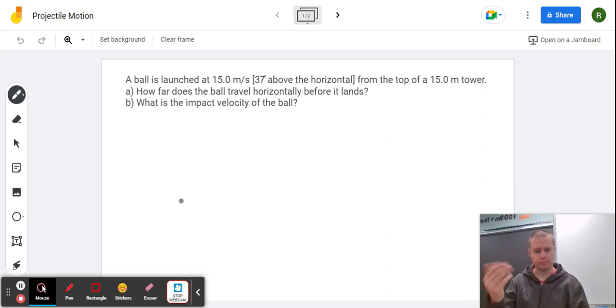All right. As I mentioned earlier, I was going to work through a guided projectile motion problem, one of the tougher ones, so you can see how all the different parts work. A ball is launched at 15 meters per second, 37 degrees above the horizontal. So we're shooting it up at an angle from the top of a 15-meter tower.